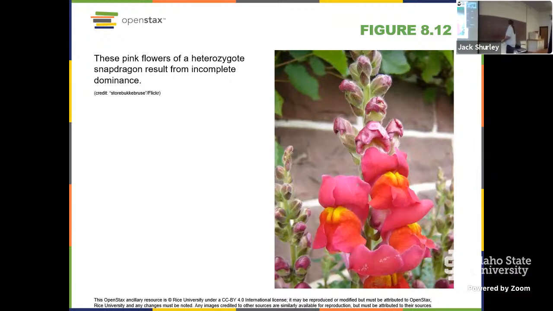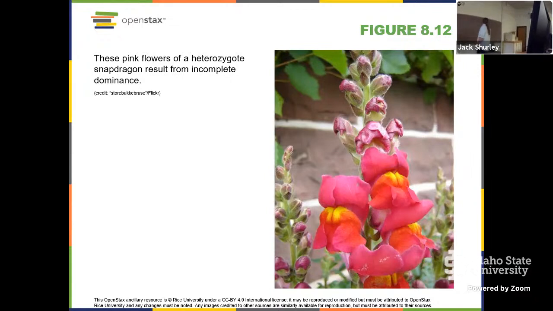So that's what happens if we cross our big R, big R with big W, big W, we get RWs, and every square would be RW. A cross between a red and a white snapdragon. All of those seeds, as you grow them up, gives you pink snapdragons, right?